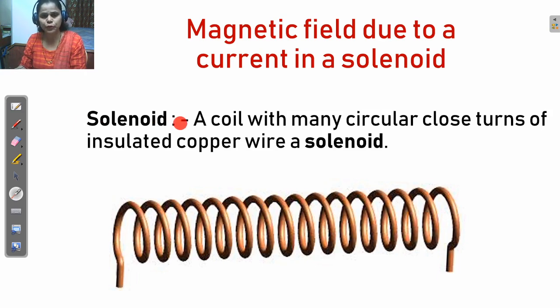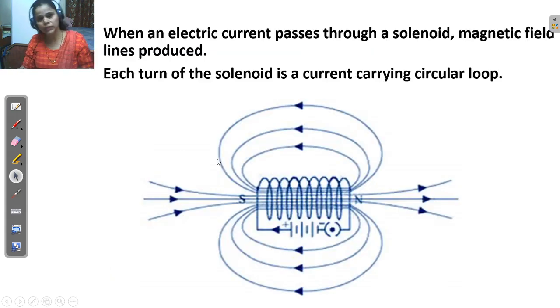That means the solenoid, a coil with many circular closed turns of insulated copper wire, is a solenoid. These are the turns 1 2 3 4. Understand? So let's move on to our topic. If we flow the current through this solenoid, you can see here this is a battery from which we flow the current in the solenoid.